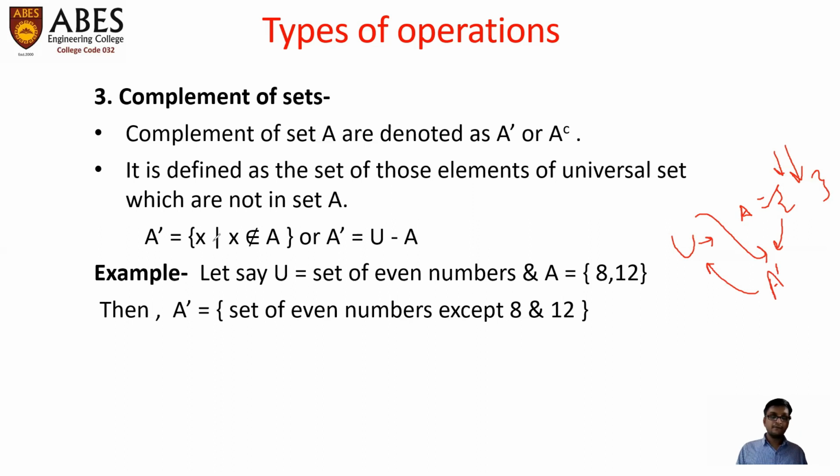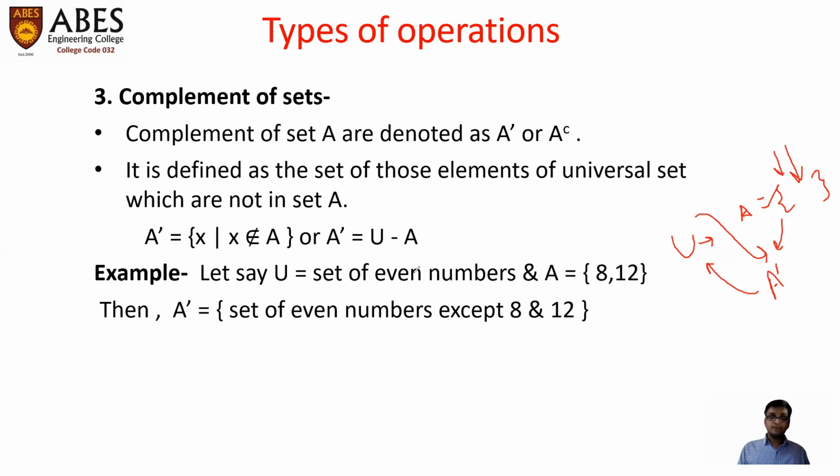So in the generalized form, we can write x such that x does not belong to A. It means the elements must not belong to A. So whatever elements are present in set A should not belong to the A complement set. Or we can write it as universal set minus A.